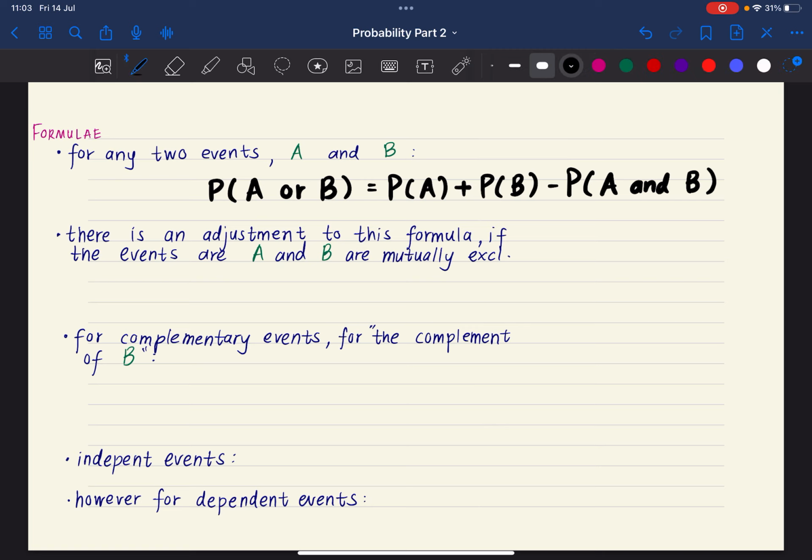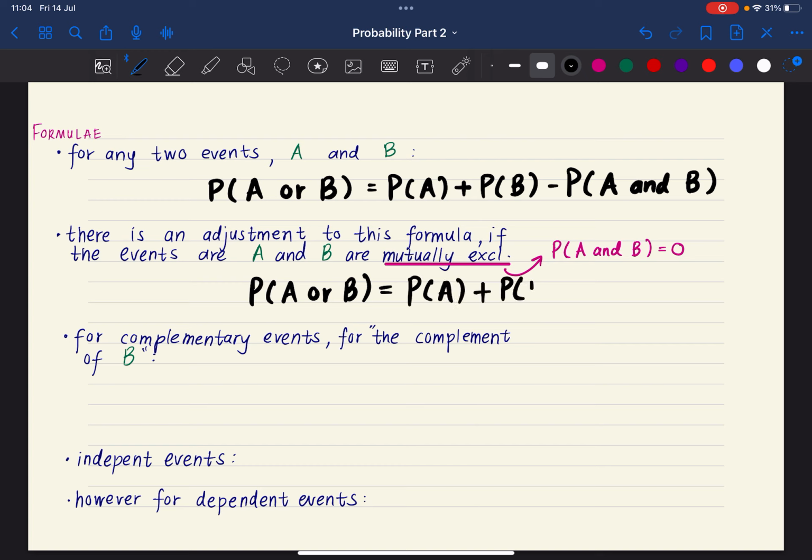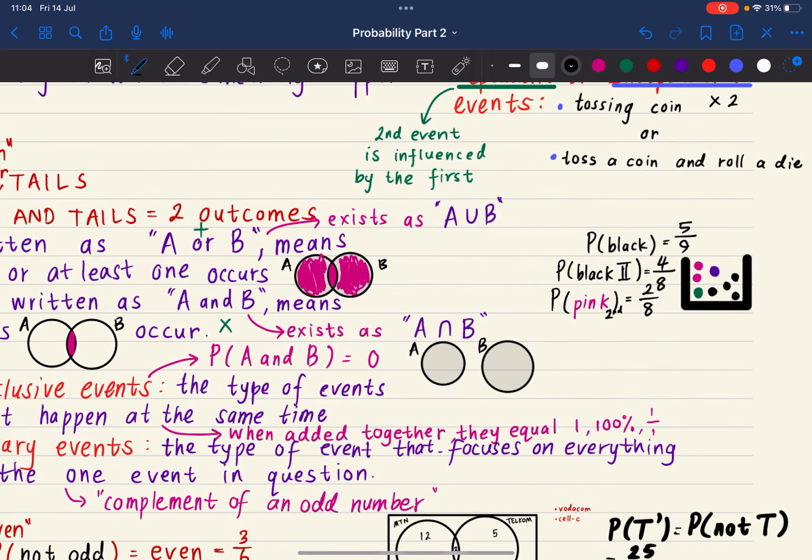Let's carry on now with the next formula. We say there is an adjustment to this formula if the events A or B are mutually exclusive. Again, what does mutually exclusive mean? It means these events cannot happen at the same time. So we know if these events cannot happen at the same time, that the probability of A and B is equal to 0. So that would mean we do an adjustment to this formula that we've just written. Now this is just 0. So how would it look now? Obviously, it's going to be P(A or B) is equal to P(A) plus P(B), because there's no intersection point anymore. Remember, when things are mutually exclusive, as I've done before, over here, there is no intersection point.